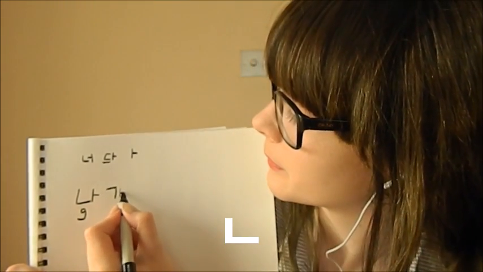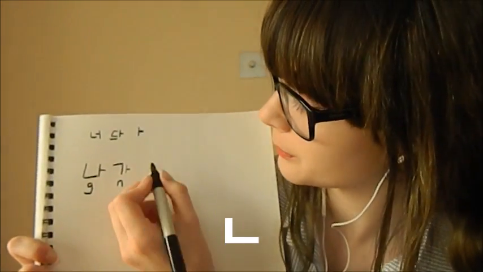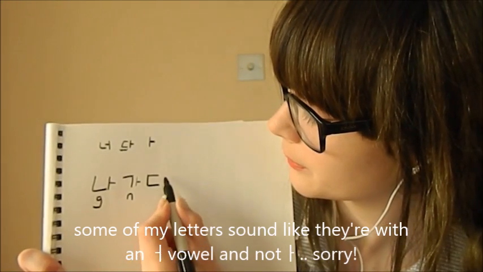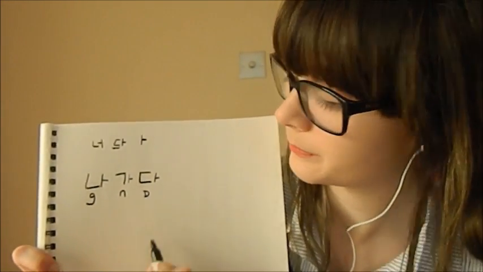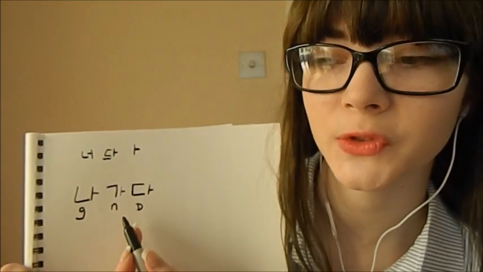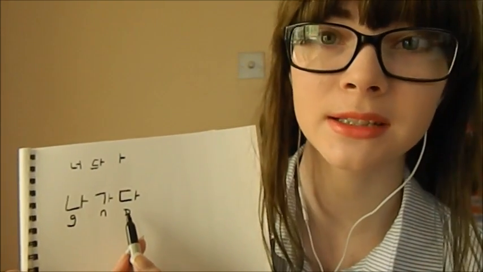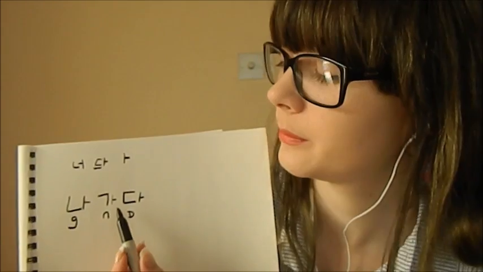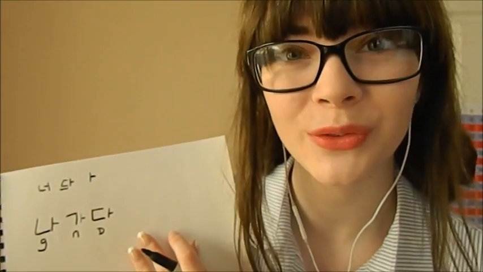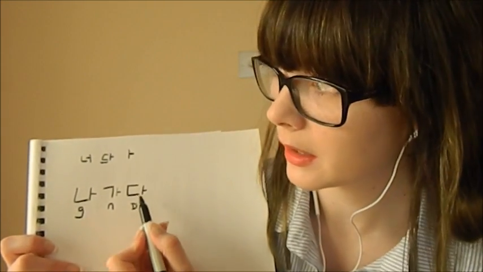Na, which is an N. Da. This one sometimes sounds a little bit like a T and a D. So it depends where it is. Sometimes it will sound more T sound, like da, but it is more like da. It's a soft D. Okay. So ga, na, da.